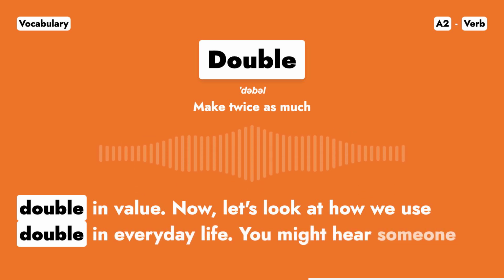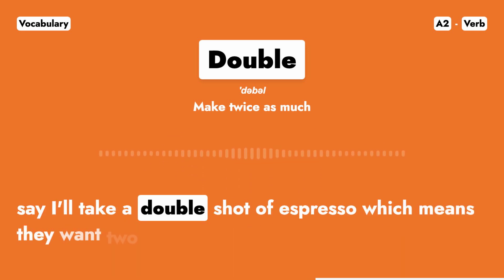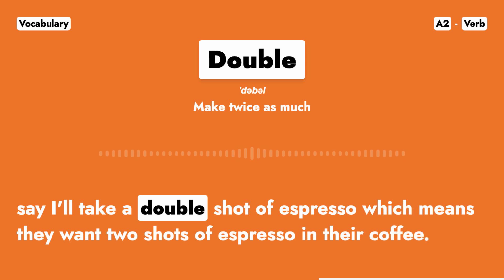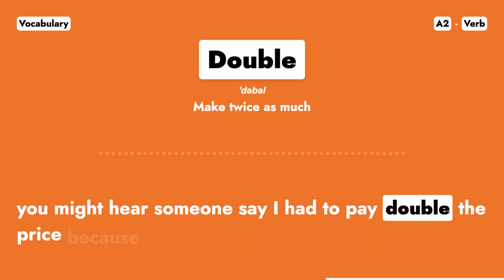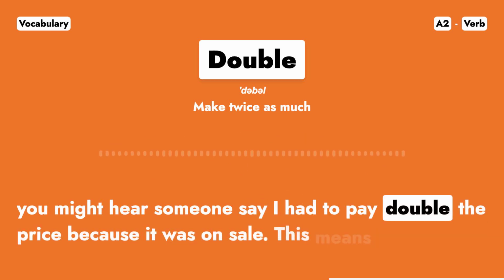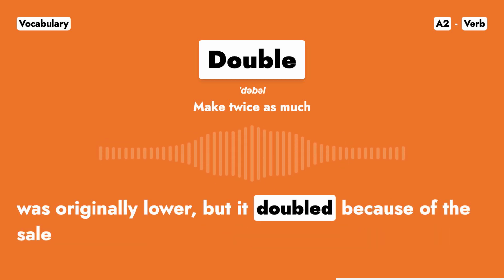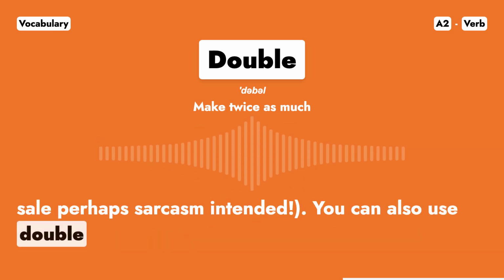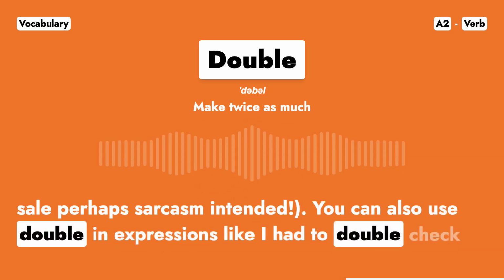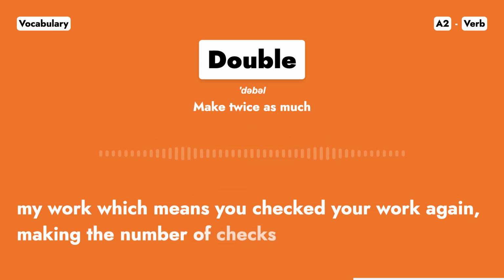You might hear someone say, I'll take a double shot of espresso, which means they want 2 shots of espresso in their coffee. Or you might hear someone say, I had to pay double the price because it was on sale. This means the price was originally lower, but it doubled because of the sale, perhaps sarcasm intended. You can also use double in expressions like I had to double check my work, which means you checked your work again, making the number of checks double.